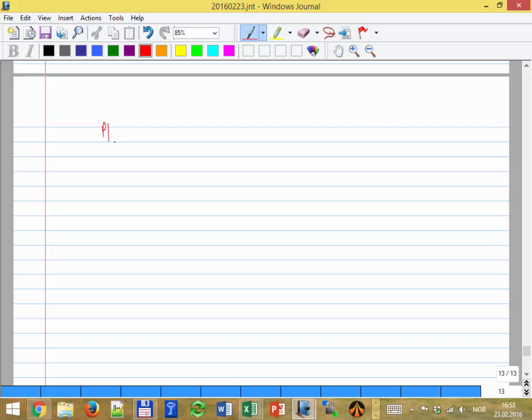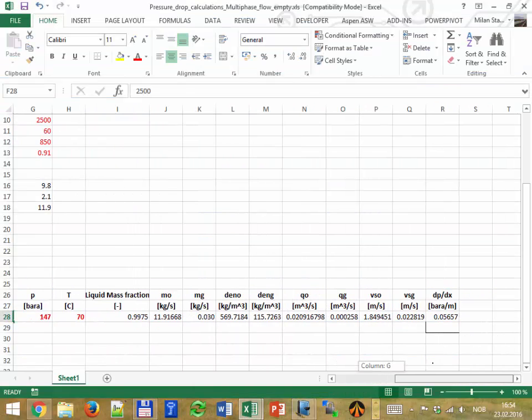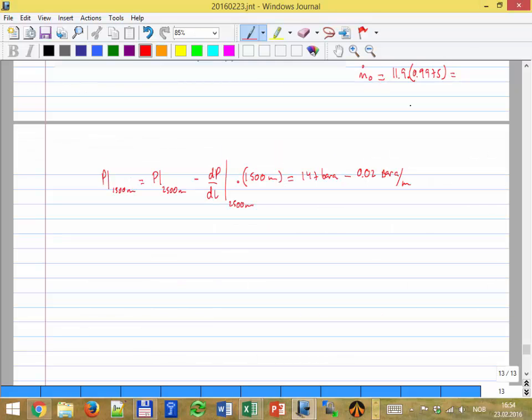Pressure at 1500 meters is equal to the pressure at 2400 meters minus the gradient, delta P over delta L at 1500 meters, times the delta L, where delta L is 1500 meters. That gives me 147 bar, I think, minus the delta P that I had, which was 0.02 bar per meter. Something like this. Let's see. 0.05657, times 1500.